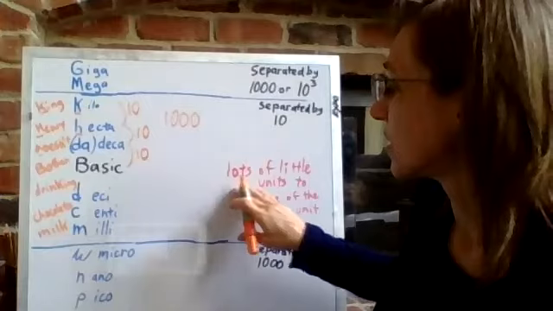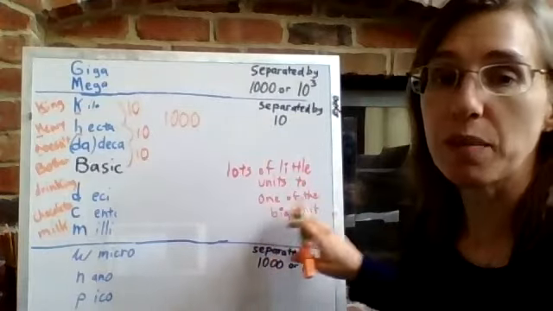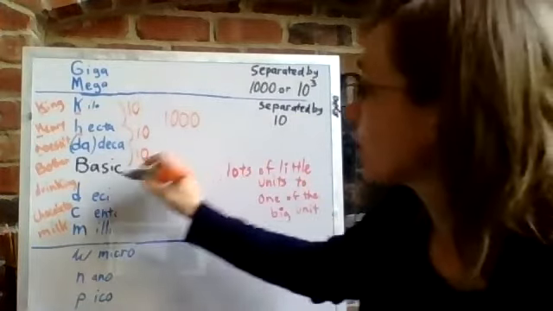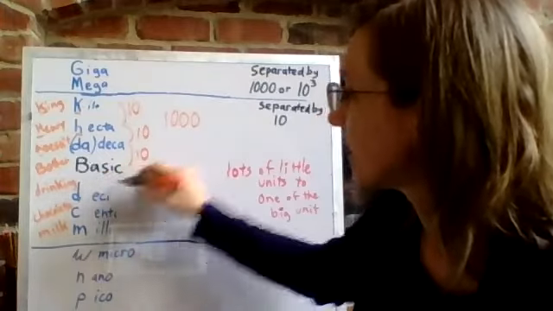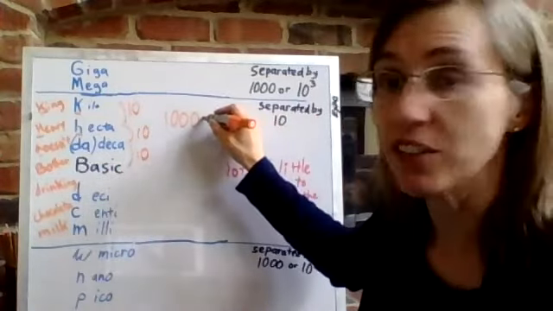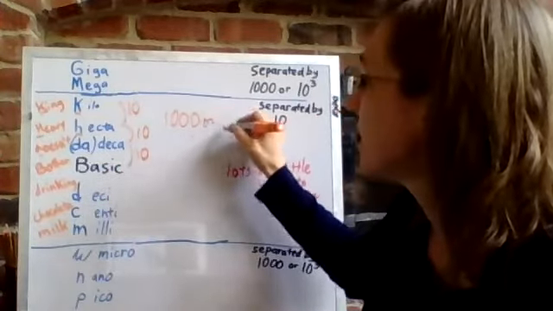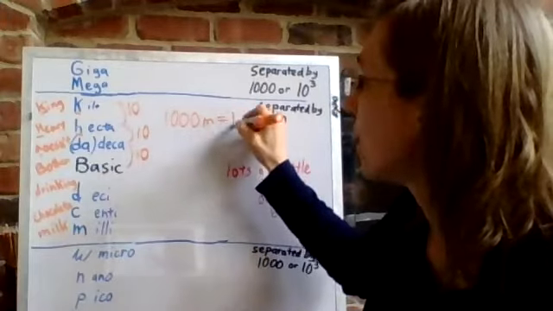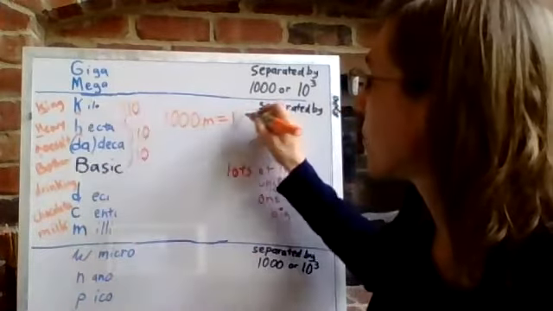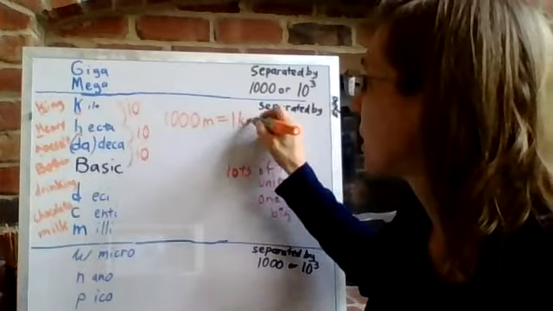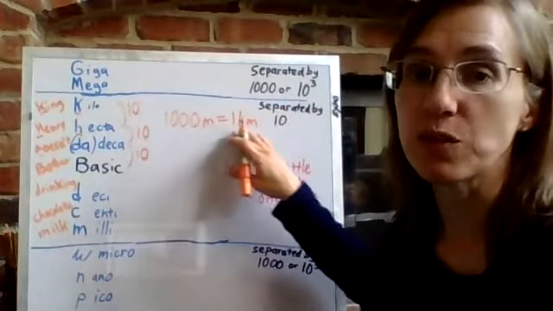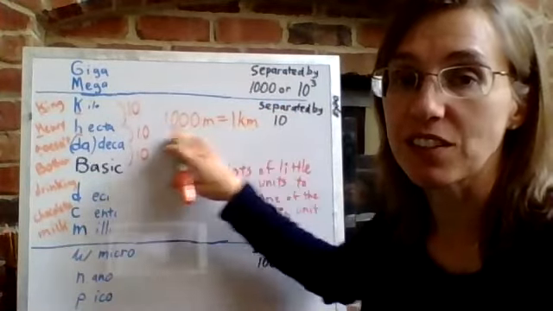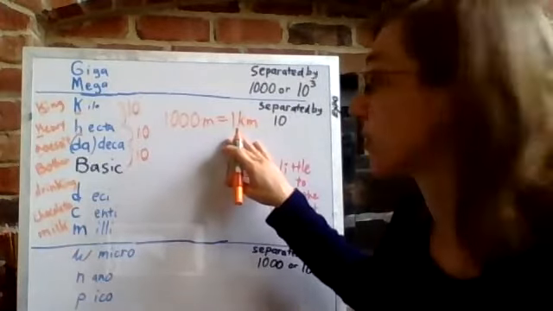And the rule is there's a lot of little units to one big unit. So the little guy here is basic. So say we're doing meters. 1,000 meters equals one of the bigger units, which are the guys on top, kilometers. So 1,000 meters equals 1 kilometer. That's our conversion factor that we're going to be using.